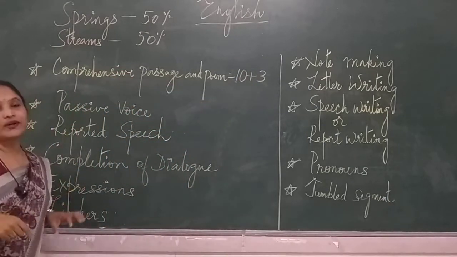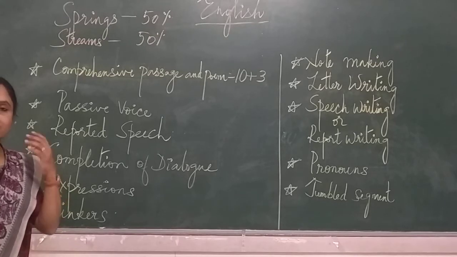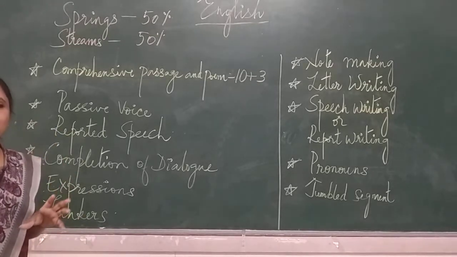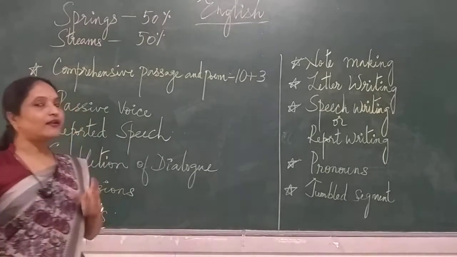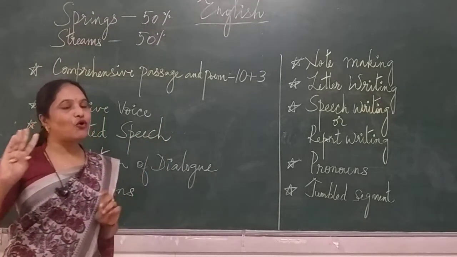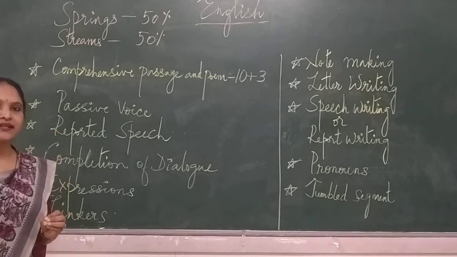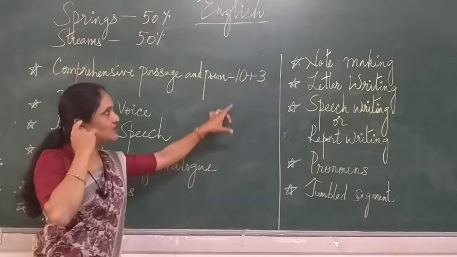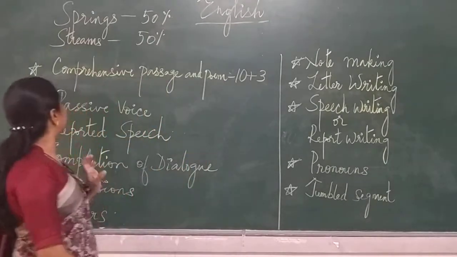Here, you will have to read the passage which is given to you and understand it, and then answer the questions that follow. In the poem also, they give you 4 lines, which you will have to understand and then answer the 3 questions that follow, which carry 1 mark each. So altogether 10 plus 3, 13.